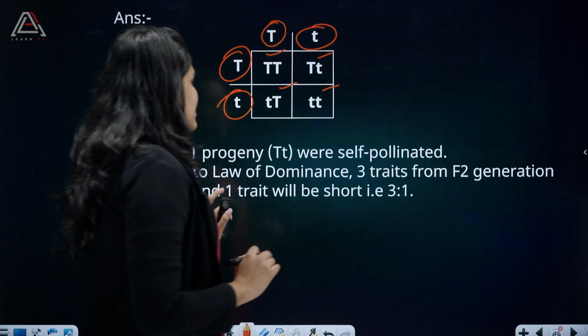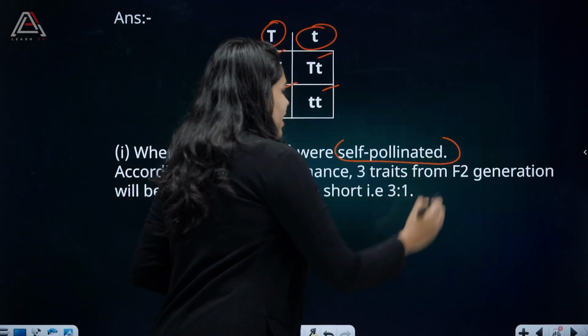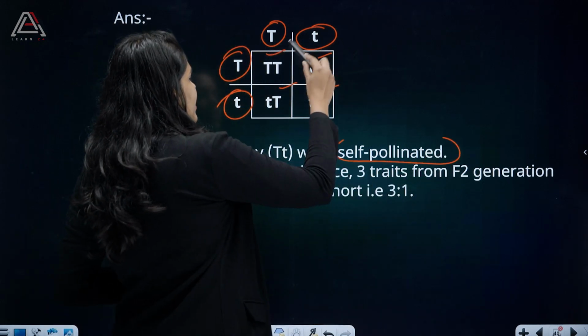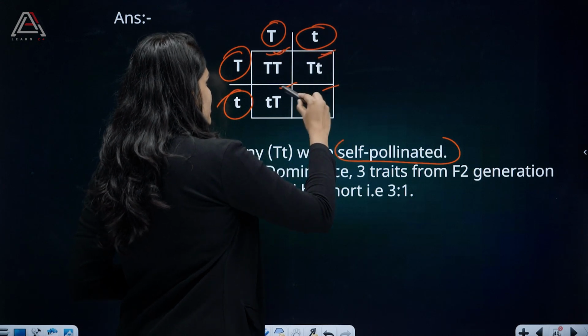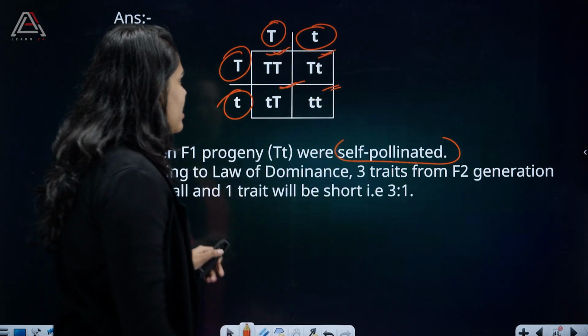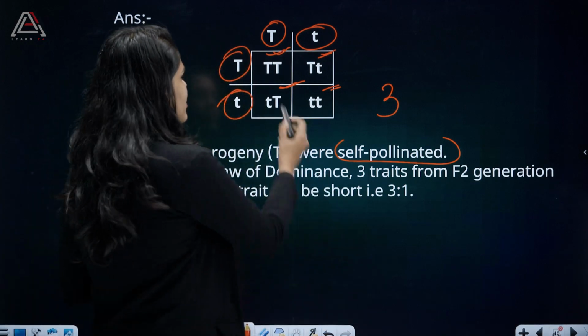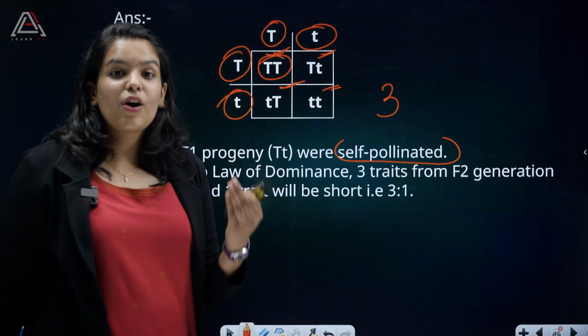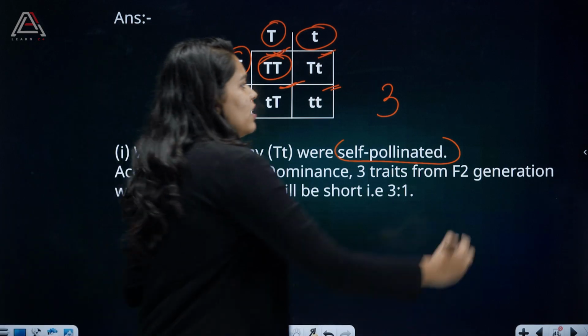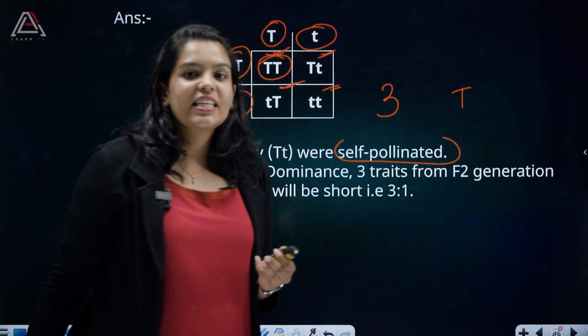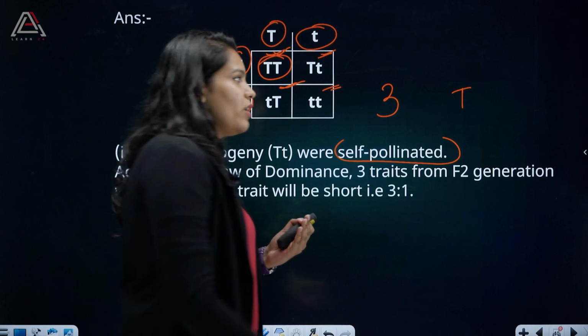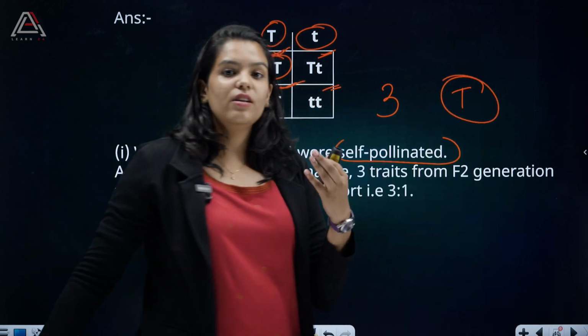So you can see when they are self-pollinated, there will be 3 traits seen in the F2 generation, right? You can see the TT is tall according to the law of dominance. Remember, if the capital T is present, then that will be the dominant trait, that is the tall pea plant.